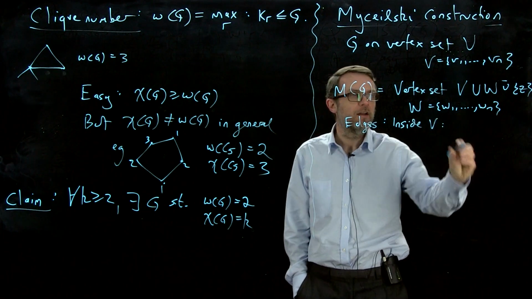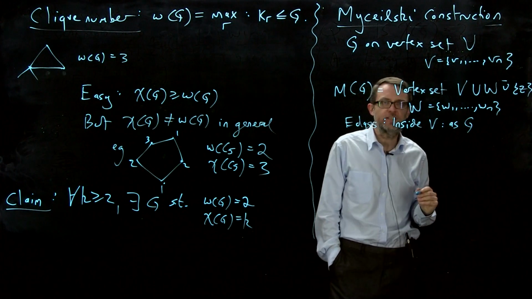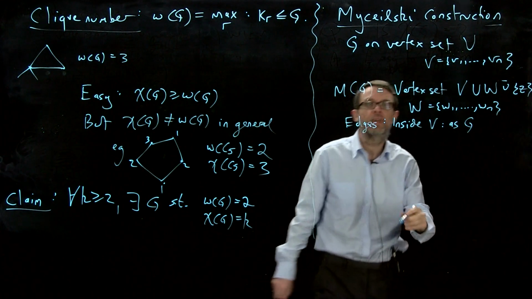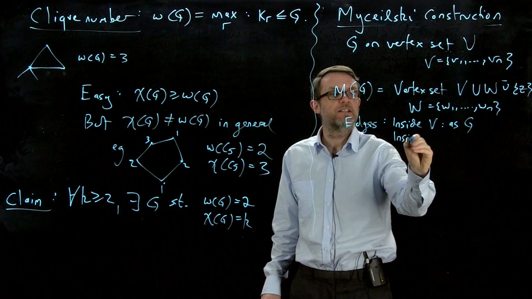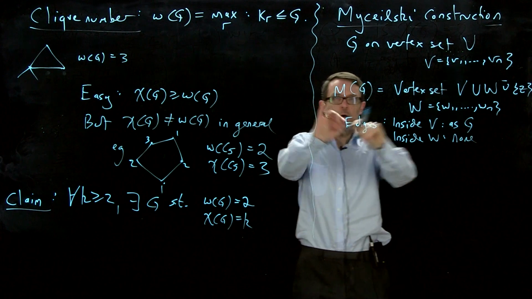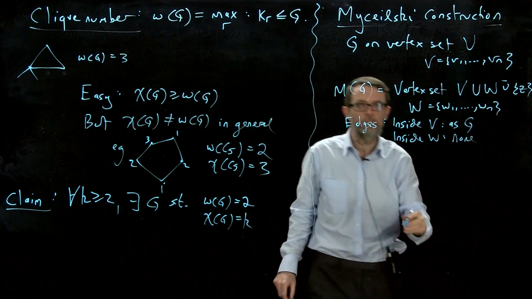So inside V, we're going to have exactly the same collection of edges as we had in G. So basically, I'm going to start with a copy of G. Inside W, I'm not going to put any edges. So W1 up to Wn are just going to be n vertices with no edges connecting them.